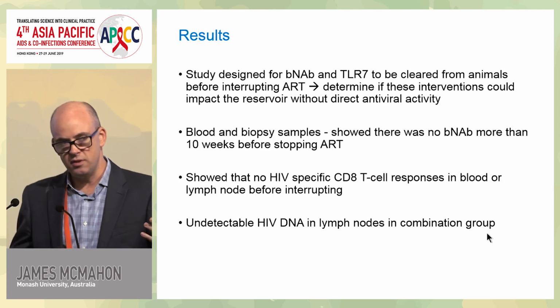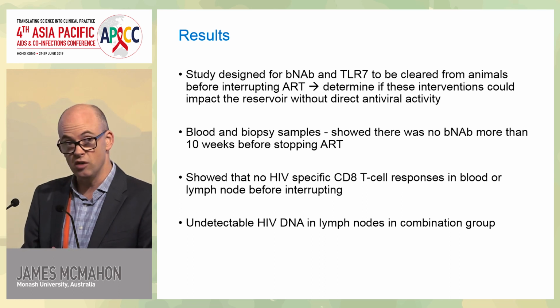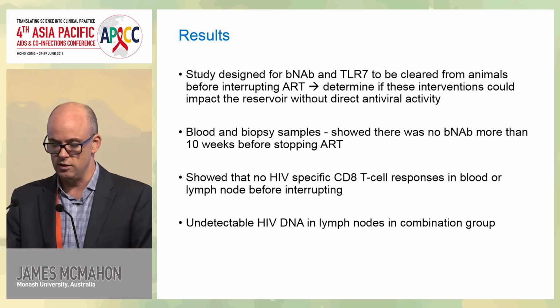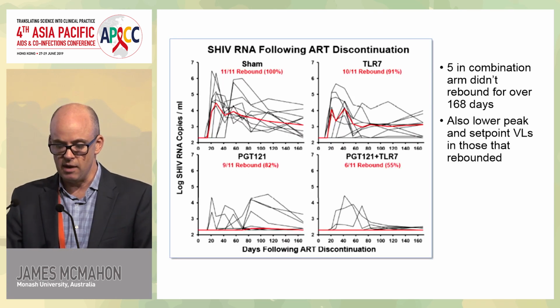They then took lots of samples of these monkeys, and they showed that there was no evidence of these drugs around before they stopped ART, and they actually showed that they really couldn't find HIV in these monkeys before they stopped ART as well. And this is the main result of the paper. Essentially, these are the monkeys that got no intervention. They all rebound to high viral loads, which monkeys do very quickly. And then if you look at the combination, only 6 of them rebounded, so 5 of the monkeys had no rebound at all, and with 1 intervention, 1 stayed suppressed, and with the other antibody intervention, 2 stayed suppressed. So 5 monkeys effectively have been cured.